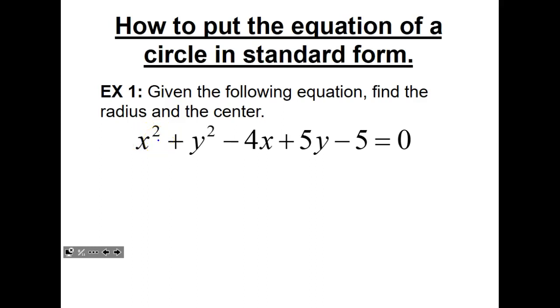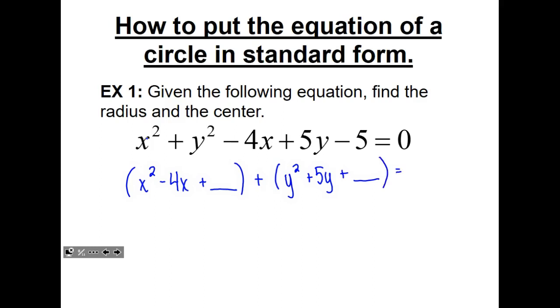So to put this into standard form, we're going to have to complete the square. So the first thing you want to do is group your x terms together, group your y terms together, and move your constant term over to the other side. So we're going to be completing the square twice here. Okay? So I'm going to put my x's together. X squared minus 4x. And I'm going to go ahead and put a plus blank here because I need to complete the square on that part. And then I'm going to put plus y squared plus 5y plus blank.